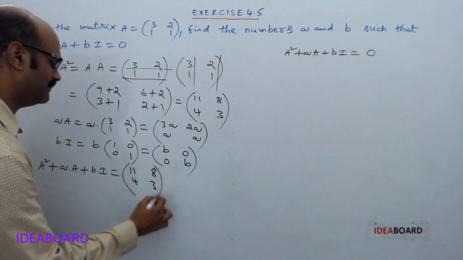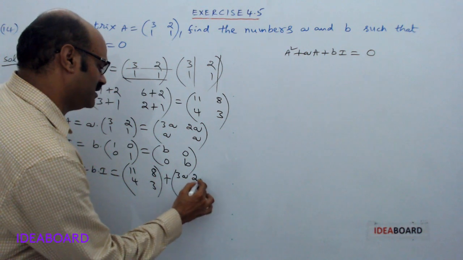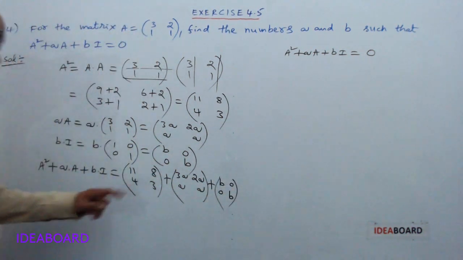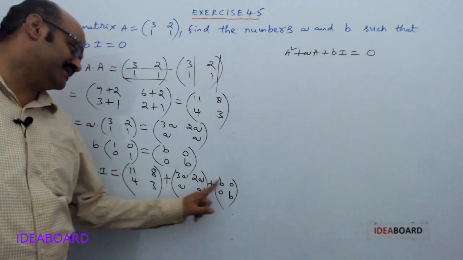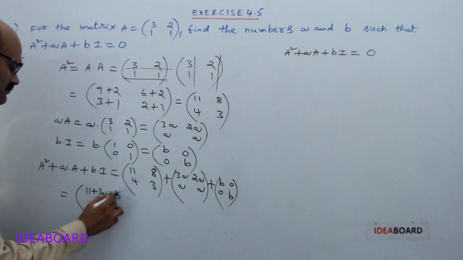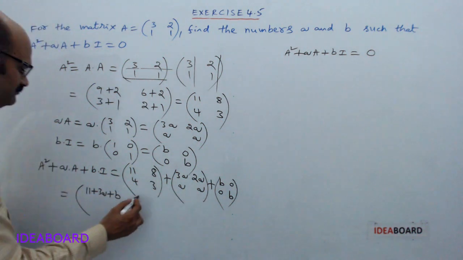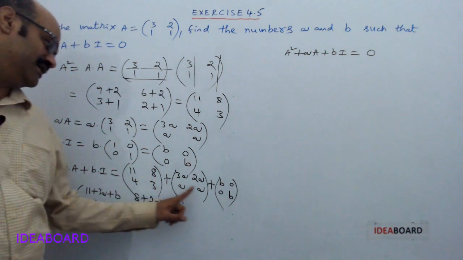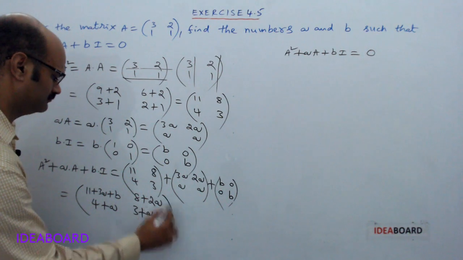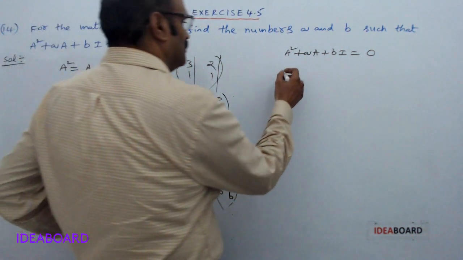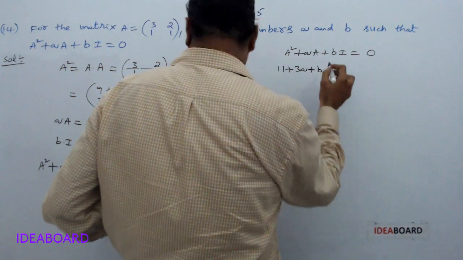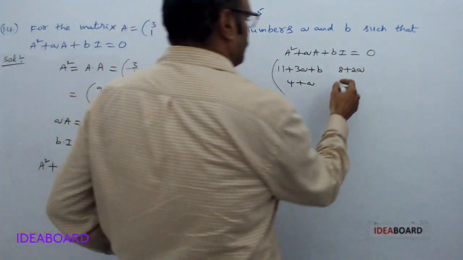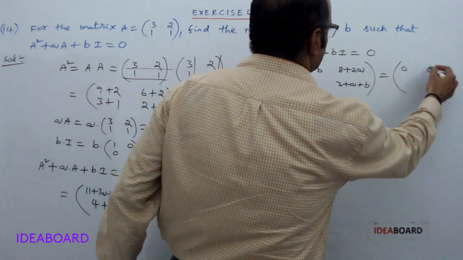A square equals 11 8 4 3, plus 3A 2A A, plus B into I, which is B 0 0 B. So we get 11 plus 3A plus B, 8 plus 2A, 4 plus A plus 0, then we get 4 plus A, 3 plus A plus B. Now here we have 11 plus 3A plus B, 8 plus 2A, 4 plus A, 3 plus A plus B equal to null matrix 0 0 0 0.